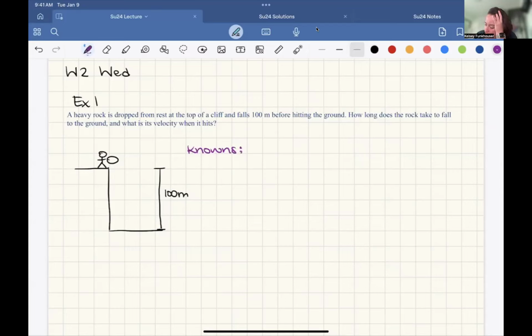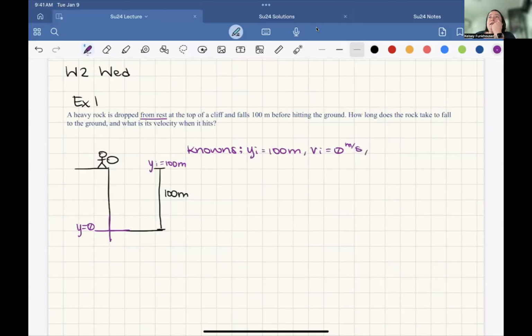So, we can say that our initial position, since it's at the top of this cliff, is 100 meters. So that's us saying that the origin, where y equals 0, is at the ground. And then y initial is here at 100 meters. Our initial velocity is 0. It says from rest, meters per second.